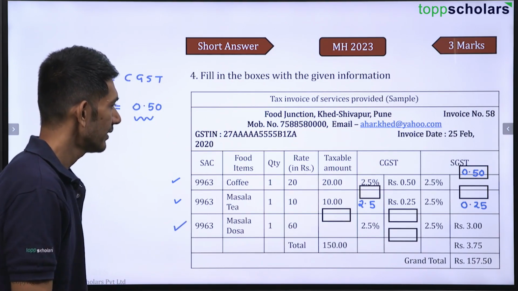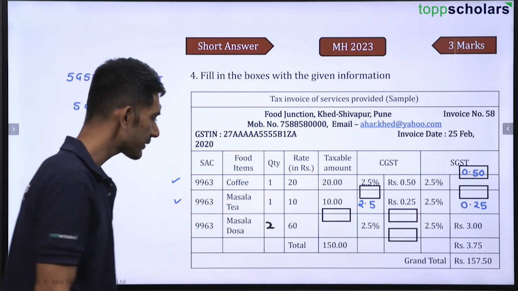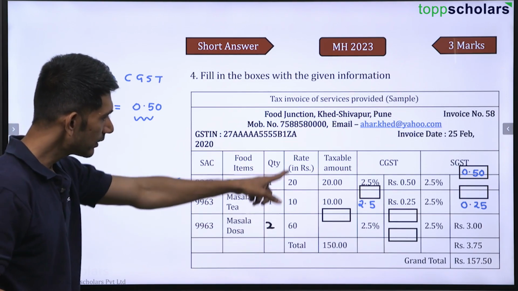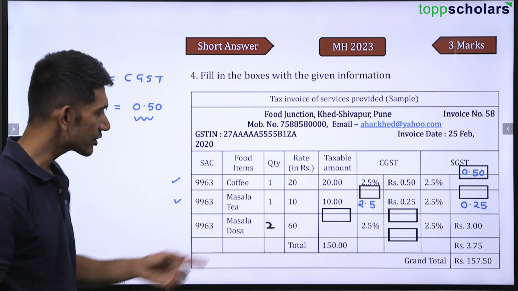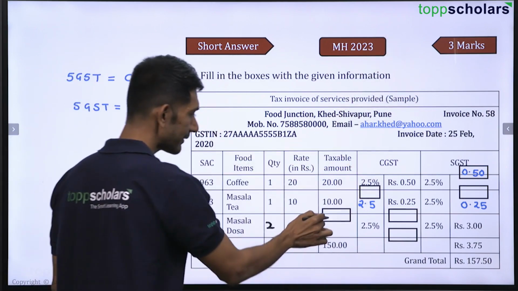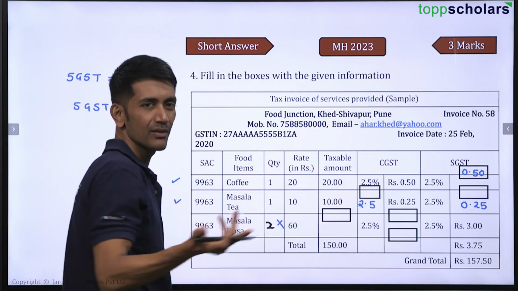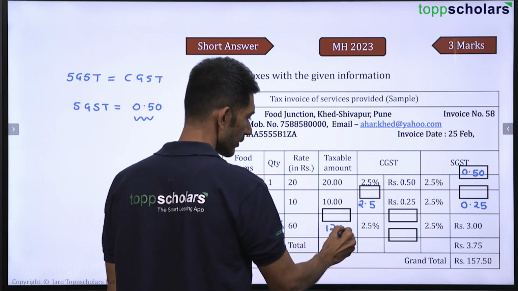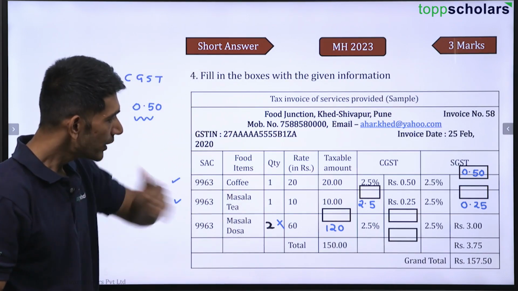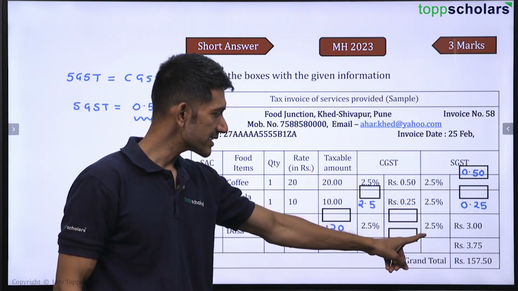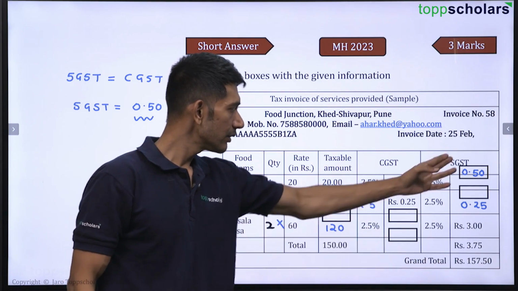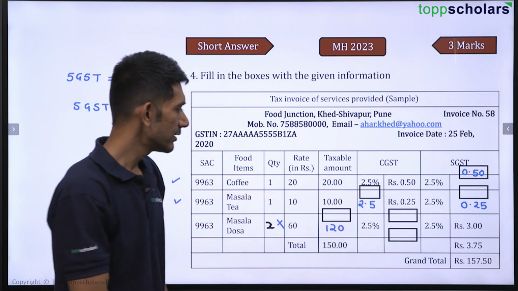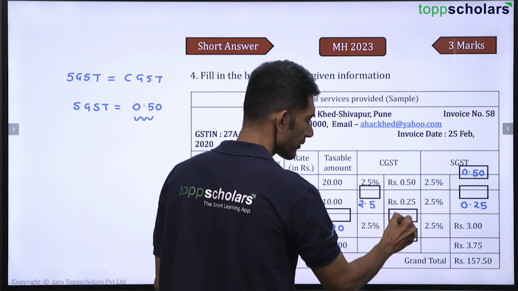Next is masala dosa. Now understand first. Two quantities of masala dosa were taken. The price of one is 60 rupees. So what will be the taxable amount? Can I say the taxable amount will be 2 into 60? Obviously, if you take two masala dosas, that is going to cost you 120 rupees. Now see again, 2.5% is the CGST, SGST, both will be equal. This is 3 rupees. So obviously, what will be the CGST charged? CGST is also going to be 3 rupees.